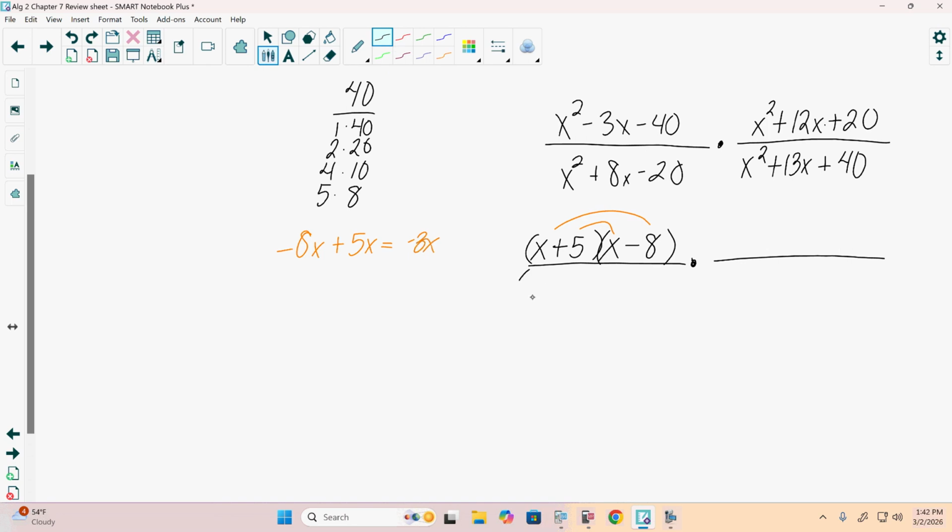Now from here, it doesn't matter where we go next. I'm just going to go to the denominator of our first rational expression, x squared plus 8x minus 20. Again, no greatest common factor between these three terms. But since the third term is negative, our signs are opposite. The only factors of x squared are x and x. Factors of 20: 1 and 20, 2 and 10, 4 and 5.